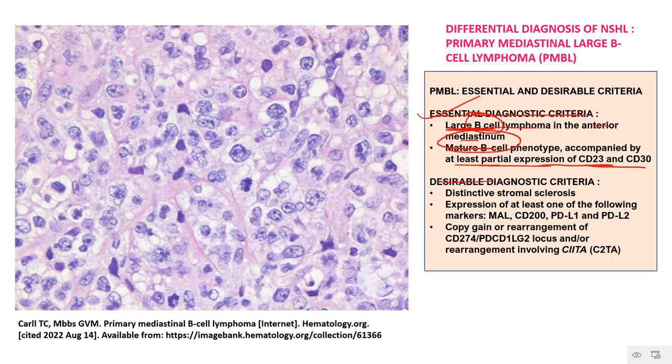And desirable diagnostic criteria would be the characteristic band-like collagenization, which differentiates the entire tumor into small nests, and expression of at least one of the following markers, that is MAL, we don't really use that too much, but PD-L1 is something which is utilized, as well as CD200. These two markers can add to your diagnosis when you have a primary mediastinal B-cell lymphoma as a suspicion.